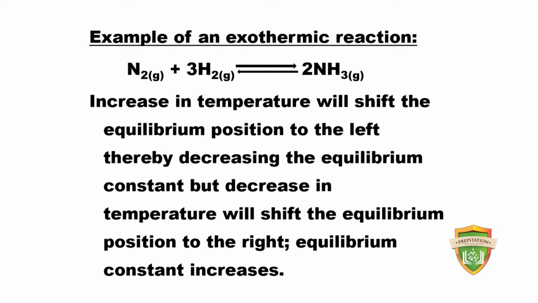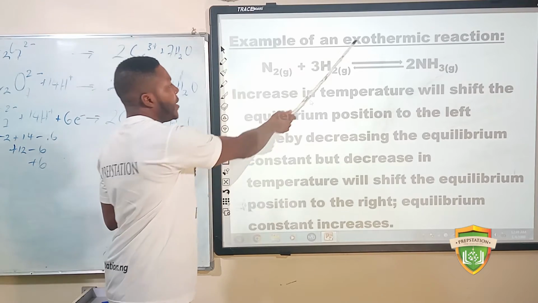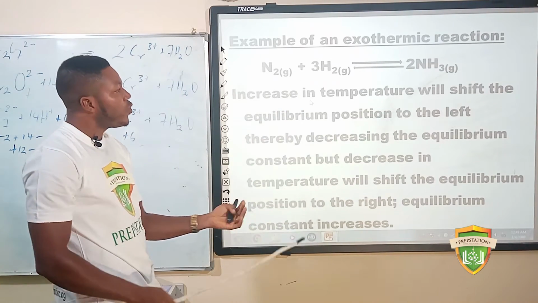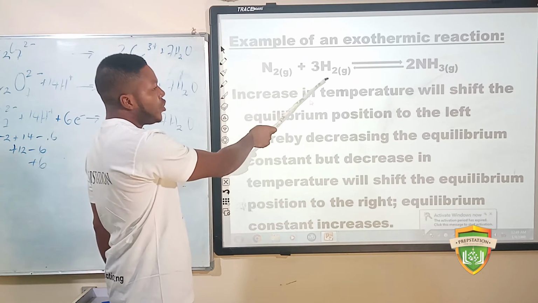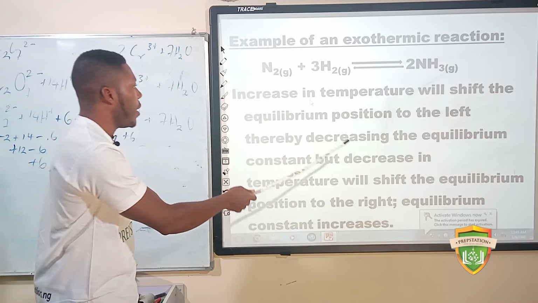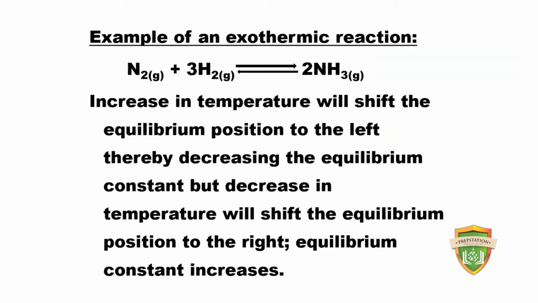Now, increase in temperature will do what? Will shift equilibrium position to what? To the left. Why? Because it is exothermic, don't forget. So when you raise the temperature in exothermic, what happens? You favor the backward reaction. That is, more N2 and H2 will be produced. By doing that, there will be a decrease in the equilibrium constant.